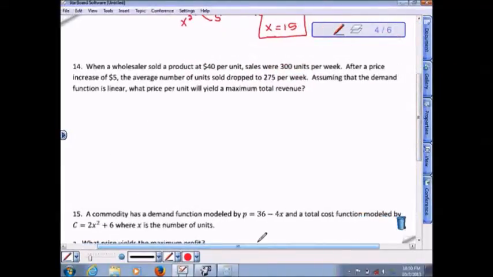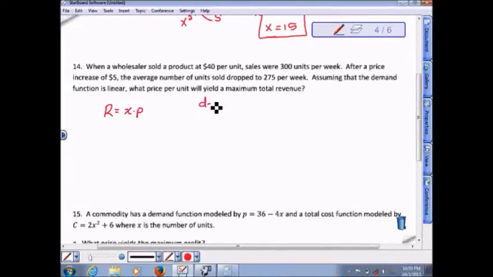Okay, 14 is going to take a lot of work. It's asking what price per unit will yield the maximum revenue. The problem is they didn't give us a price function or a revenue function in here. The revenue is equal to x, the number of units sold, times the price that they were sold for. Okay. Now, this price function I'm talking about here is the demand function. This is what we talked about on Tuesday, October the 1st.